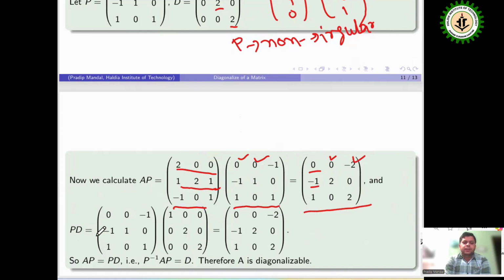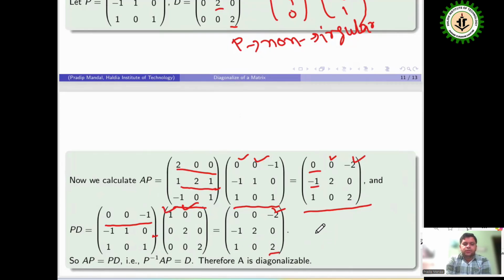Similarly, if we multiply PD by matrix multiplication: first row, first column, we get 0. First row, second column, 0. First row, third column, minus 2. Second row, first column, minus 1. Second row, second column, 2. Second row, third column, 0. Third row, first column, 1. Third row, second column, 0. Third row, third column, equals 2.